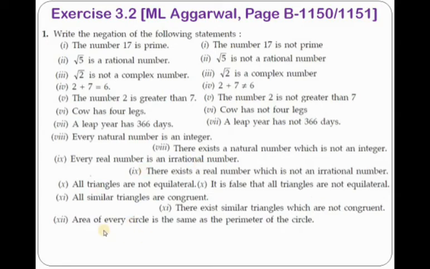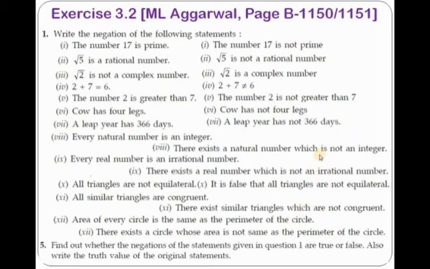The last one is, area of every circle is the same as the perimeter of the circle. Here also we are not leaving even one circle, so there must be some circle whose area will not be the same as its perimeter. So there exists some circle whose area is not the same as the perimeter of the circle. Hope the concept is clear to you.